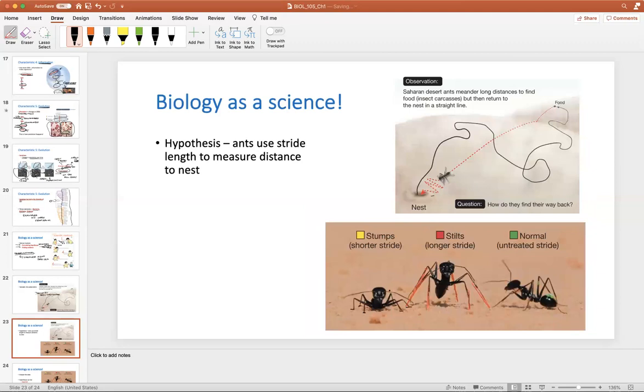That's going to change their stride length. Their stride length is going to be shorter. For some of the ants, they actually built little stilts that they attached to the legs. So now their legs are longer than normal. And so their stride is going to be longer. And then they had a set of ants that they did nothing to. So they had just an untreated stride length, a normal stride length. So what did they do?